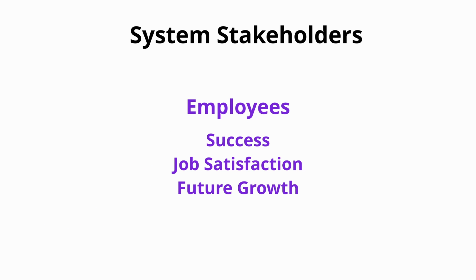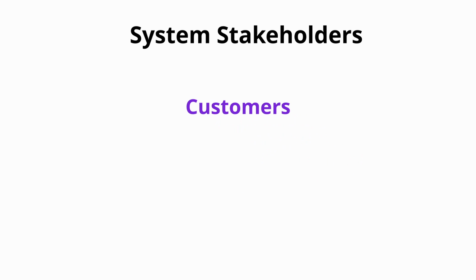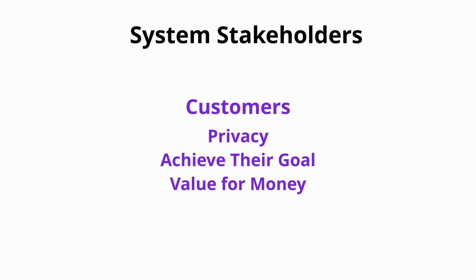Employees are a complex bunch in the mix. They may want different things from the company. They're likely to want the company to succeed, but they also want job satisfaction and future growth of themselves. They probably want far more than that. The customer expects privacy in dealings with the company. It's not something they ask for, they just expect it. They also want software that achieves their goal, and along the way they want value for money in making use of the software.